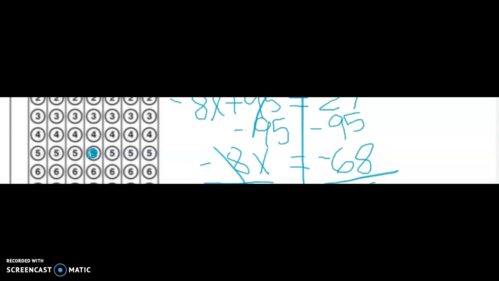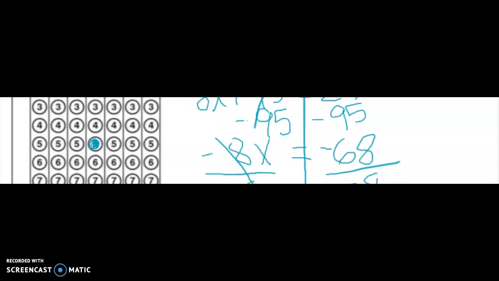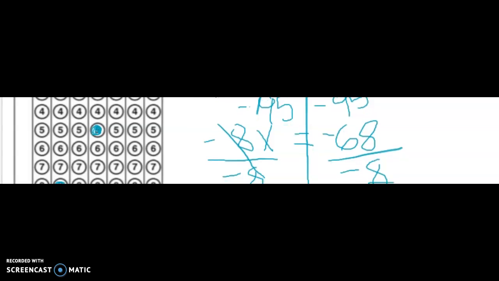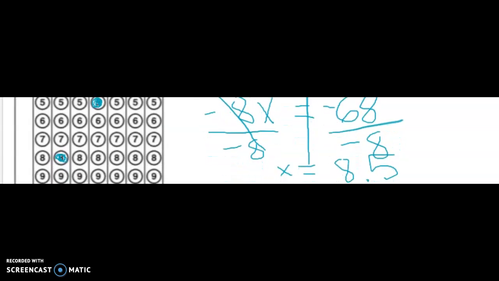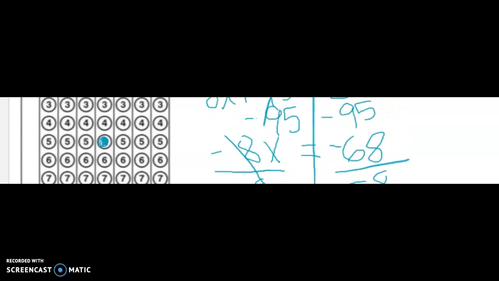Okay, if I want x to be by itself, I've got to divide by a negative 8 on both sides. So then on the left-hand side, I'm left with x, a positive x, right? Because negative divided by negative gives me a positive. x is equal to 8.5.